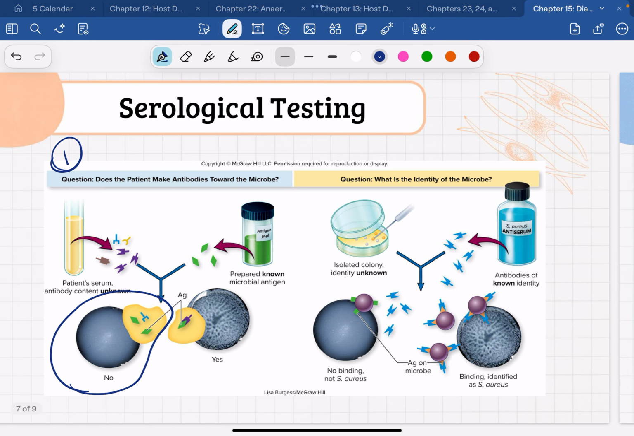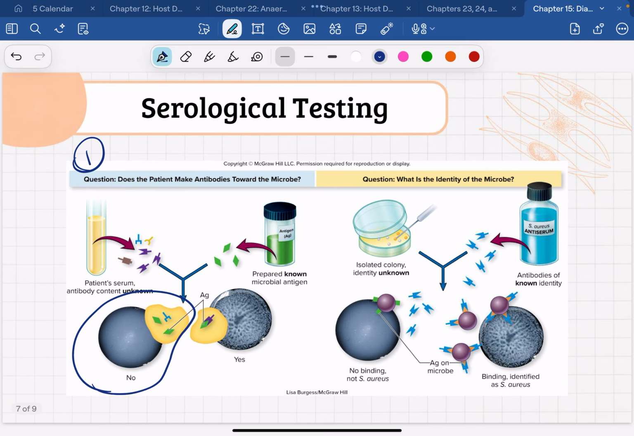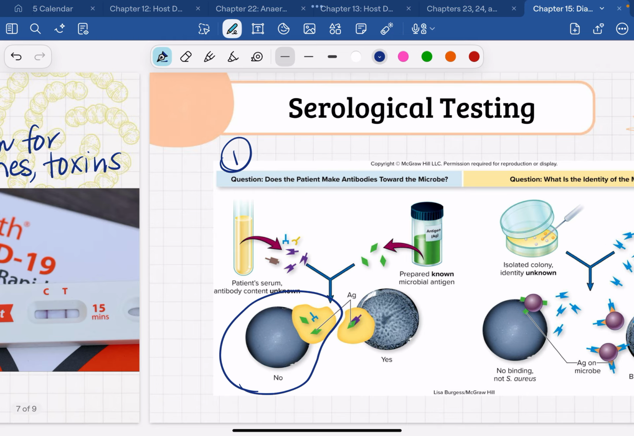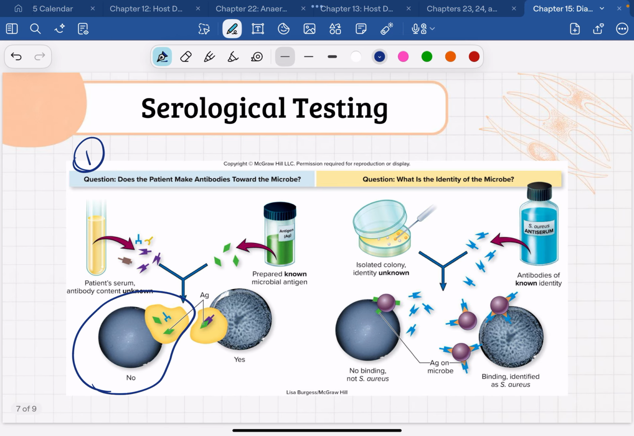Okay? And then the second question is, what is the identity of that microbe? So in this case, what is unknown is the antigen. Right? So in the first one, what was unknown was the antibody. In this case, what is unknown is the antigen. And so when you're testing for a specific antigen, you add known antibodies.